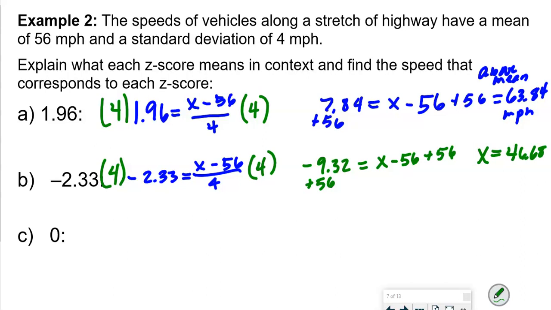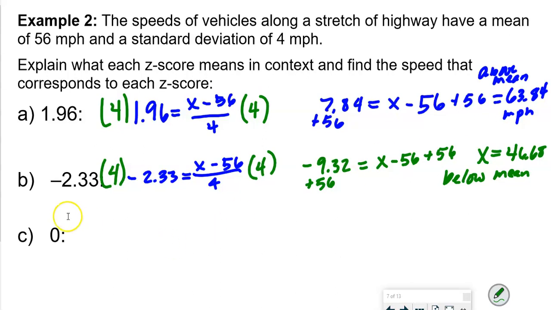And this time we're about 2 1/3, a little more than 2. We could say a little more than 2 standard deviations below the mean. So this time we're below the mean, a little more than 2 standard deviations below the mean.